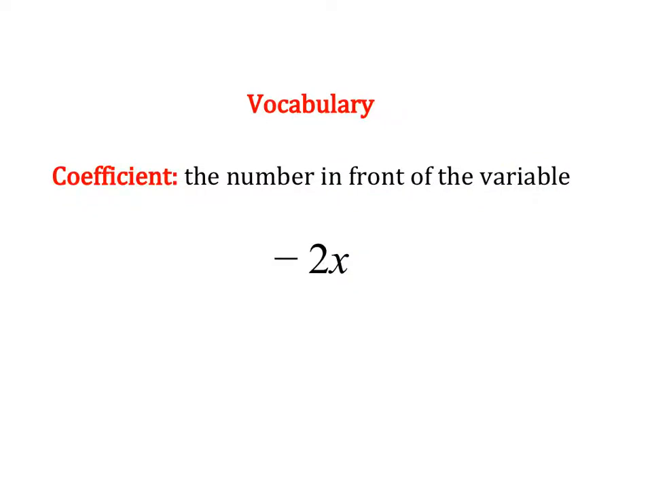So we're going to start off with one really important piece of vocabulary, which we're going to use a lot today, and it's coefficient. Coefficient is what we call the number that's in front of each variable. It's also the number that's being multiplied to each variable. So in this case, the full term is negative 2x. X is my variable, and negative 2, just the number, is my coefficient. And the coefficient really just tells you how many of that variable you have.